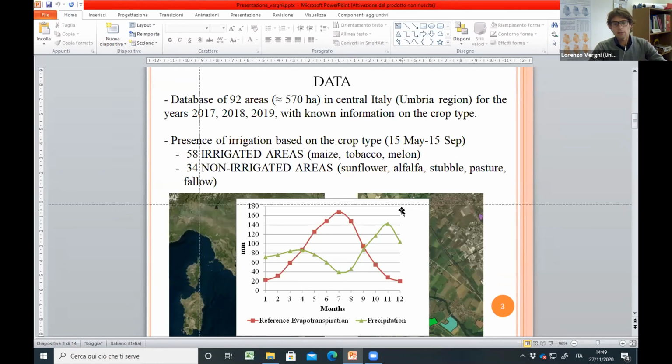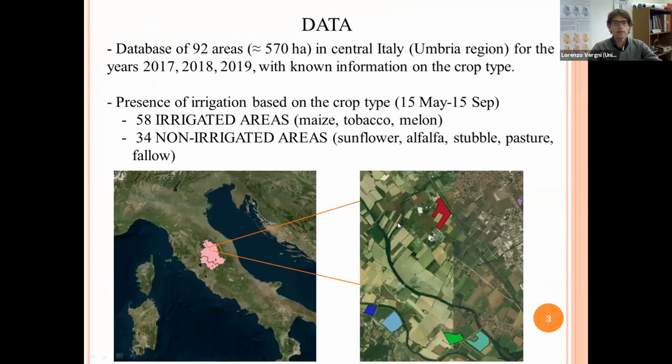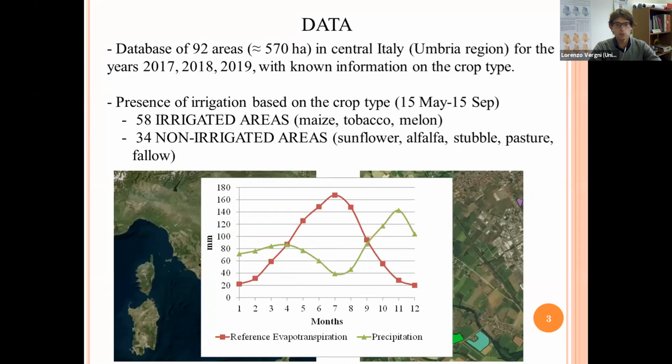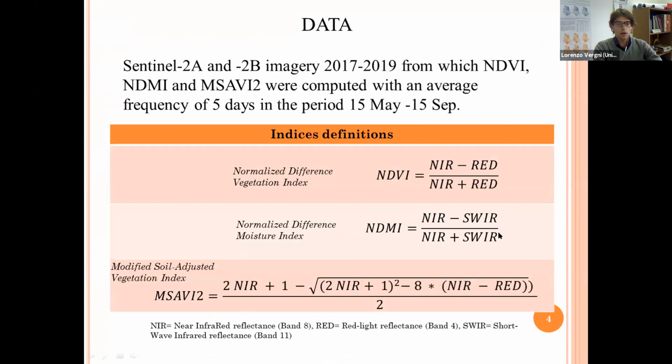The database is represented by 92 areas in central Italy observed for the period 2017-2019 with known information about the crop type, and the presence of irrigation was simply defined according to the crop type. The main irrigation season is between May and September, which is a period characterized by a typical imbalance between evapotranspiration and precipitation. Here there is a list of some well-known vegetation indexes that were retrieved from both Sentinel-2A and 2B imagery for the same period, and were computed with an average frequency of 5 days during the period May-September.